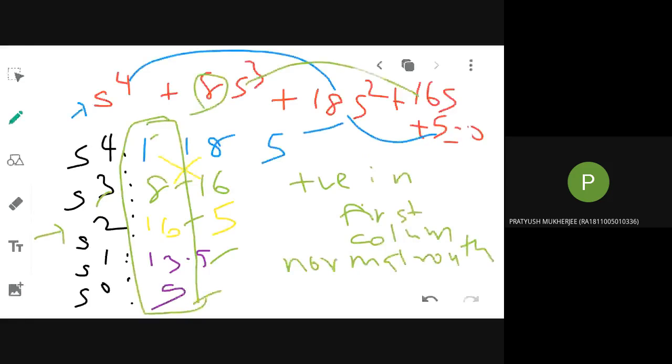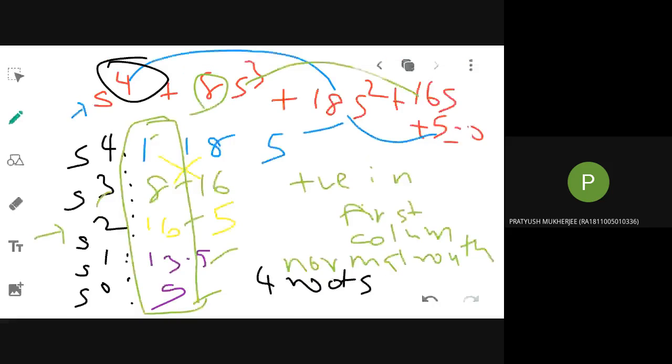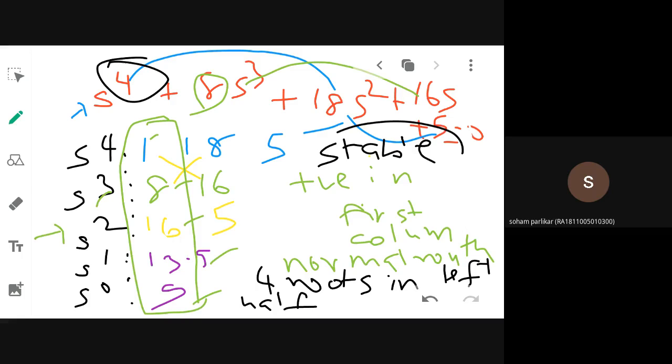How many roots are there in the system? 4 roots will be there. All the 4 roots are located in what half? Left half only. So the system is stable or unstable? Stable. You have to make all these inferences in writing at the end of the problem. Yes, the system is stable. Like this you have to write.